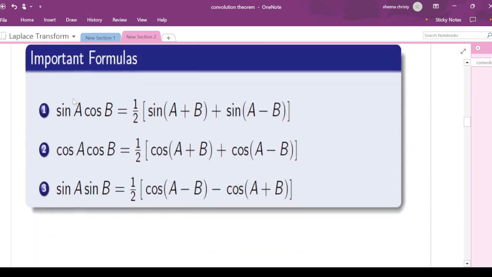Also, the well-known trigonometry formulas give you: sin a cos b equals 1 by 2 times (sin of (a plus b) plus sin of (a minus b)). Cos a cos b equals 1 by 2 times (cos of (a plus b) plus cos of (a minus b)). Sin a sin b equals 1 by 2 times (cos of (a minus b) minus cos of (a plus b)).